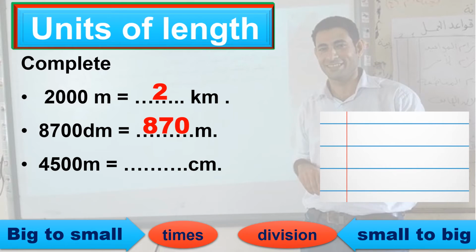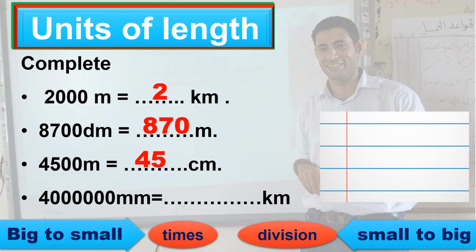Another one, 4500 meter equals dots centimeter. In this case we will convert meter into centimeter. We know that 1 meter equals 100 centimeter. Then we will divide 4500 by 100 like this, and the result will be 45. Then 4500 meter equals 45 centimeter.